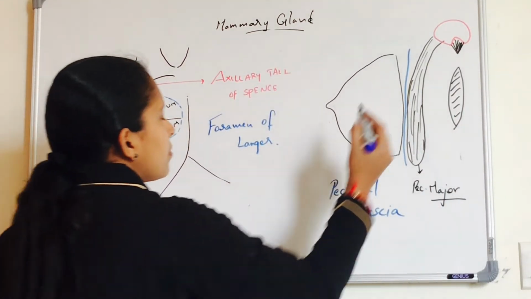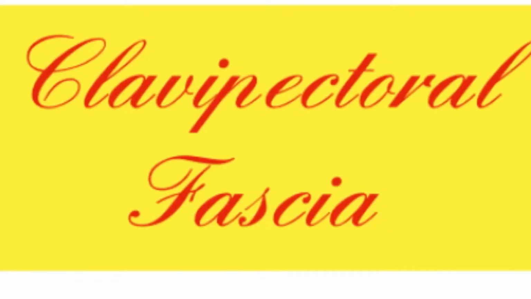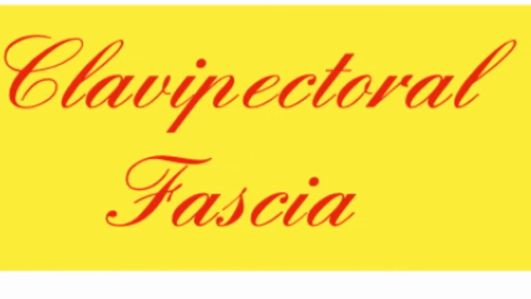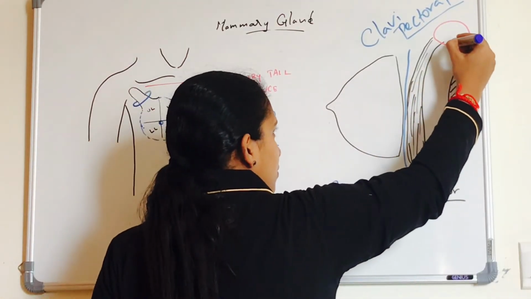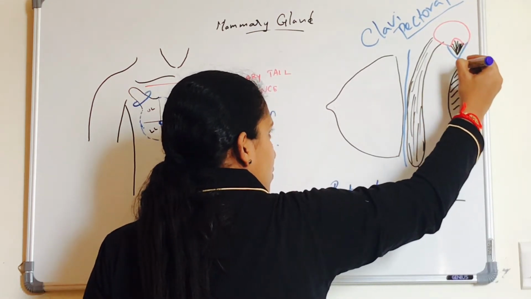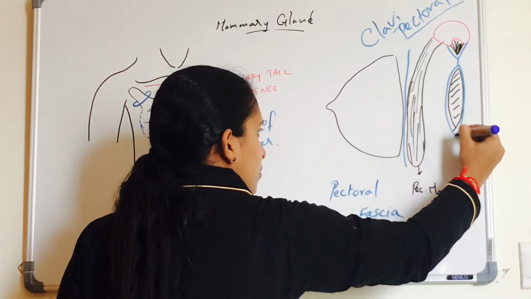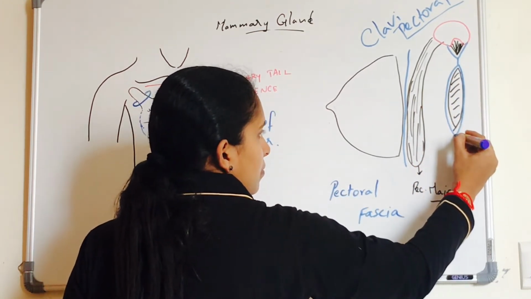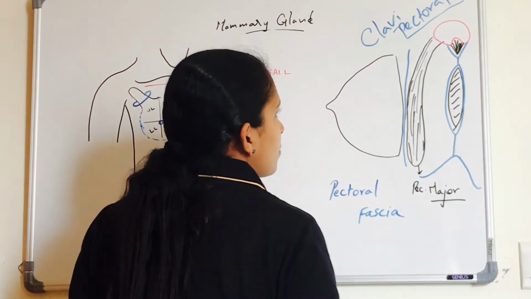Now a fascia extends from the clavicle to the pectoralis muscle, called clavipectoral fascia. This fascia splits above to enclose the subclavius muscle, descends down, again splits to enclose pectoralis minor, and moves laterally to merge with the axillary sheath.